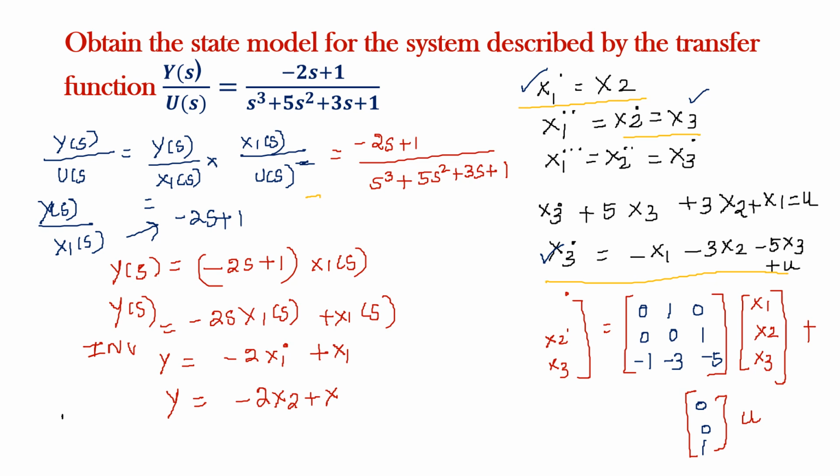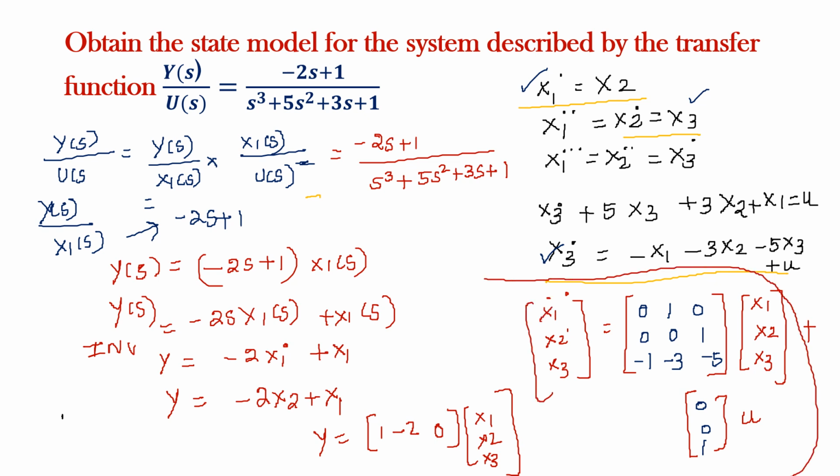Now write the output equation in matrix form. So how to write this? y is equal to, here you have to write the values. So for x1, 1, for x2, minus 2. Is there any x3 term? No. Put 0. Here x1, x2 and x3. So this is the state equation, the first one. And the second one is the output equation. So in this way, we have derived the state model from the transfer function.